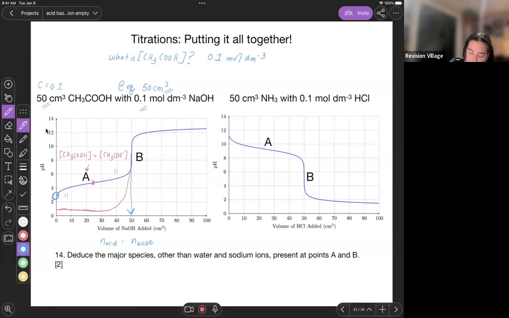At point B, at that equivalence point, you have taken the acid, you have added sodium hydroxide, and you have converted it 100% into its conjugate base, water, and sodium ions. What's present at B is just the conjugate base.